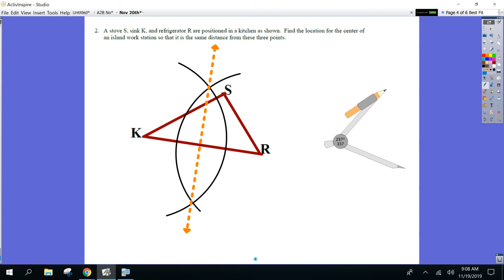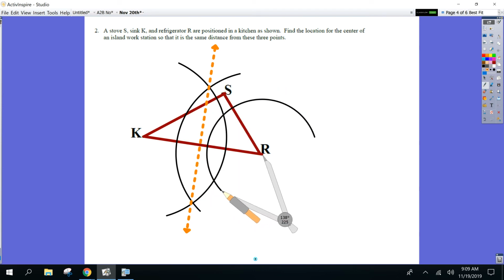What do I still need to do? I need at least another one. One's not going to tell me where the circumcenter is. So pick another side and do the same thing. You will notice you're going to have a decent amount of construction marks. Leave them. Don't erase them. Let's do a new color for that one.